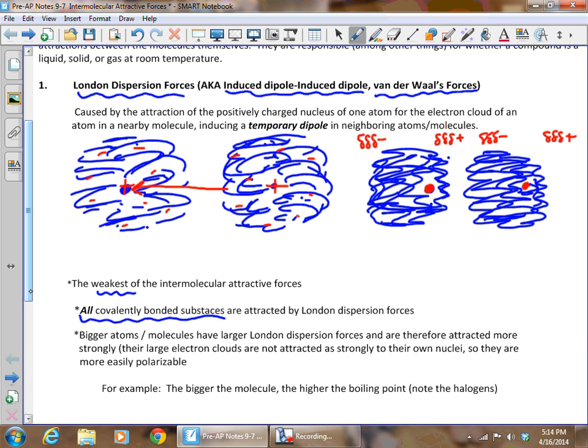Now, the bigger the atom is, the more of these London dispersion forces it's going to have. Because think about it, if those electrons are way far out there, they're not going to be attracted as much as electrons that are close into the nucleus. So if they're way far out there, it's going to be way easier to move them around. I think of them as being wobbly electron clouds. It's going to be easier to polarize them. They become what we call in AP more easily polarizable.